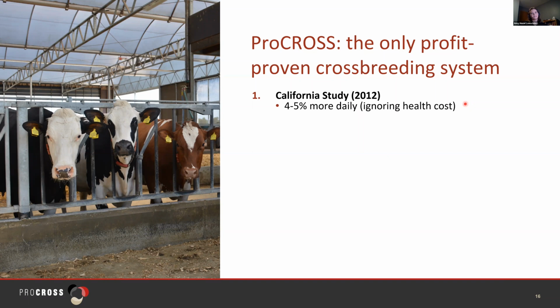And that study did ignore health costs. So health costs for these cows is a really big idea and big advantage. So future studies were designed to address that. So we could probably assume then that the 4 to 5% is conservative for the result in that study.